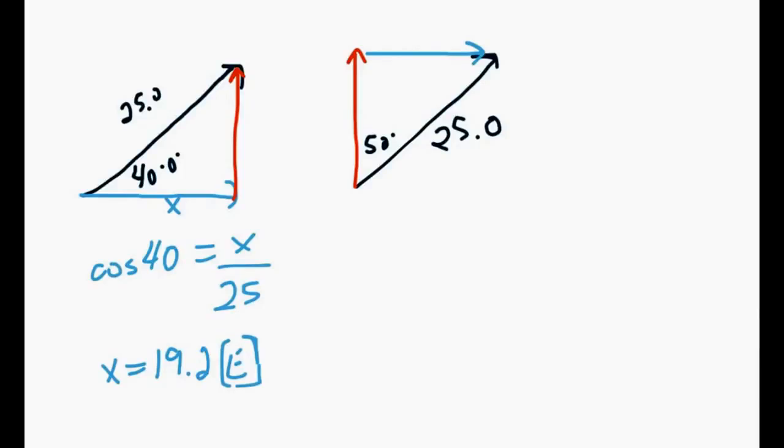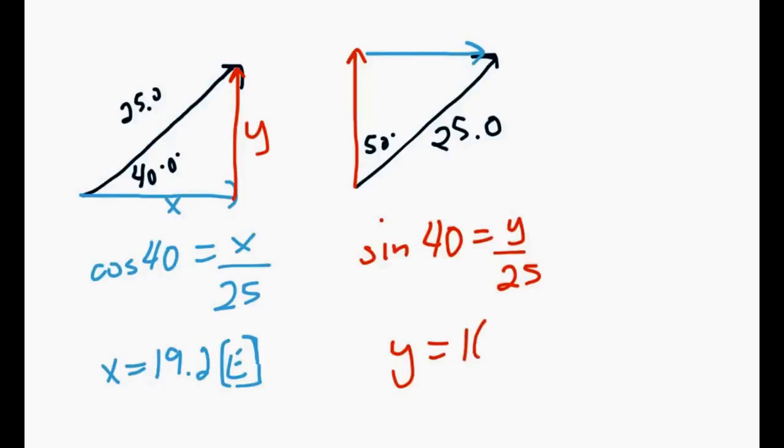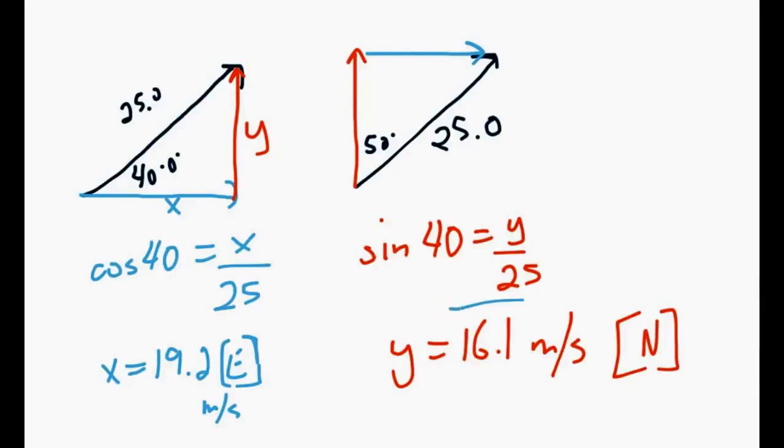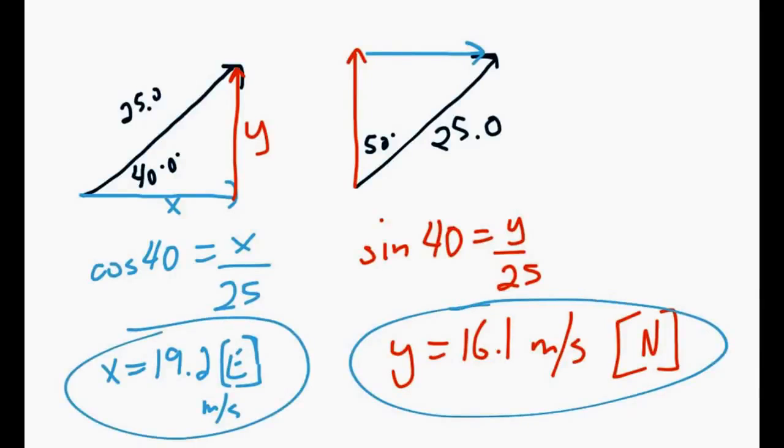And then do the same thing for the y component. The vertical component, we'd have sine 40 equals y over 25. Cross multiply those, and for y we should get 16.1. I forgot to write the unit, so it should be 16.1 meters per second, and this one is going north. On the previous one I should have had meters per second as well, 19.2 meters per second heading east. And those would be your two answers. That would be all that you have to do for the question.